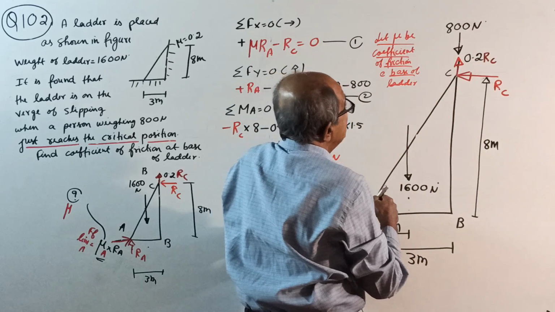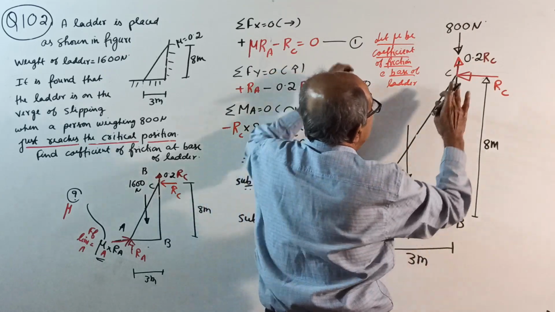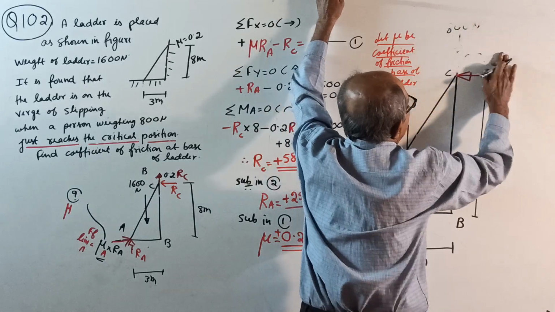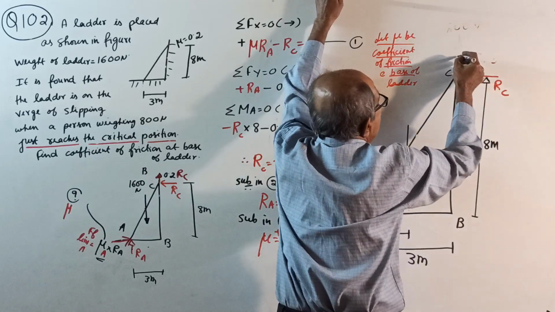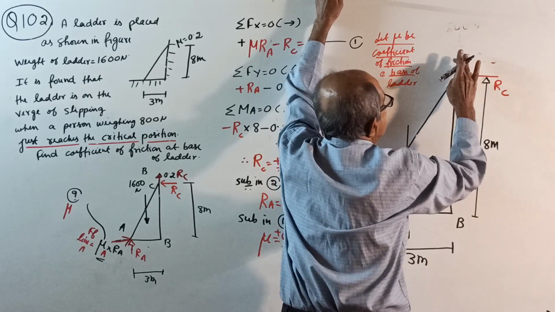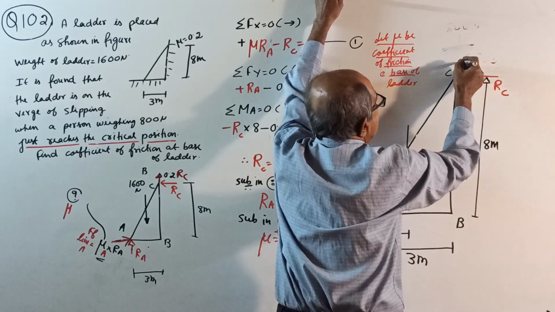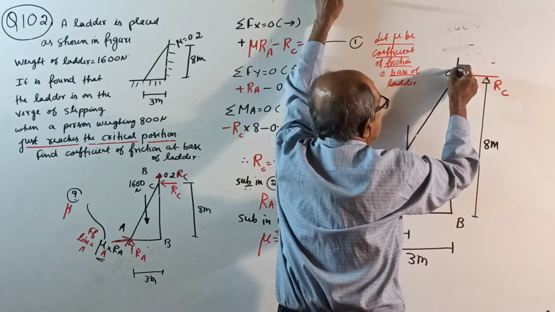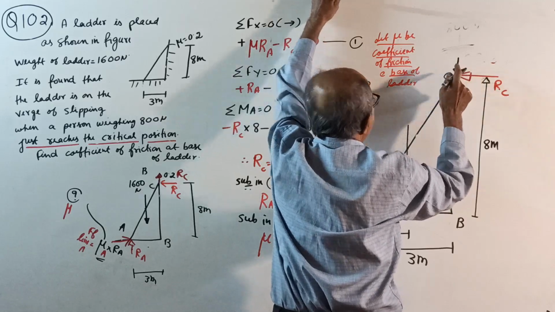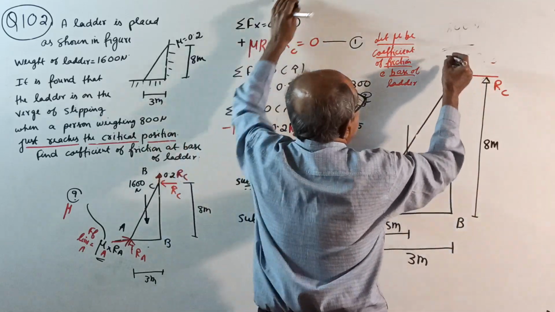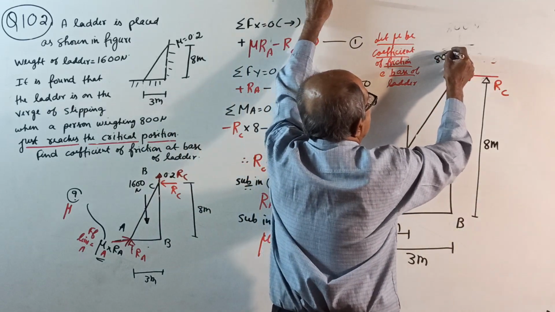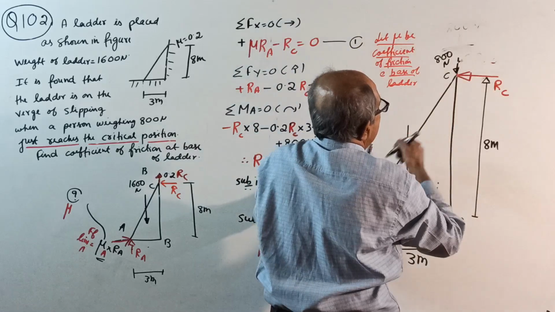Or if you are interested, you can do one thing here. Place the weight. How much is it? Weight 800 Newton. Place it here. So he should touch the ladder.